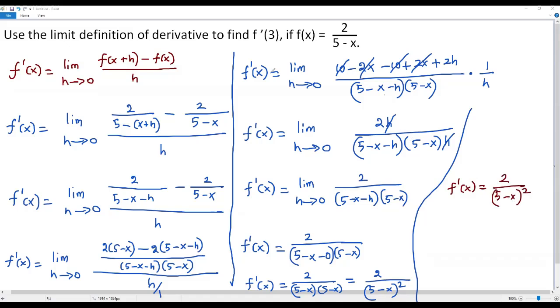But our aim is to find f prime of 3. That is, in this f prime of x, I have to plug in x equals 3. Then I get 2 over (5 minus 3) squared. So f prime of 3 equals 2 over this 5 minus 3, which is just 2, squared. 2 squared is 4. So 2 goes into 2 one time, and 2 goes into 4 twice. So finally I get 1 over 2. The value of f prime of 3 is 1 over 2.